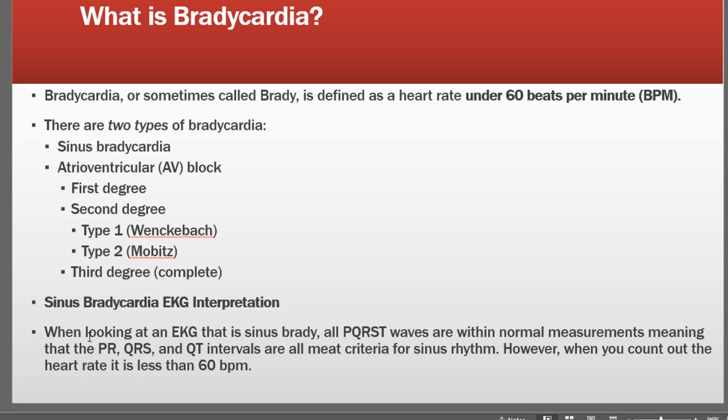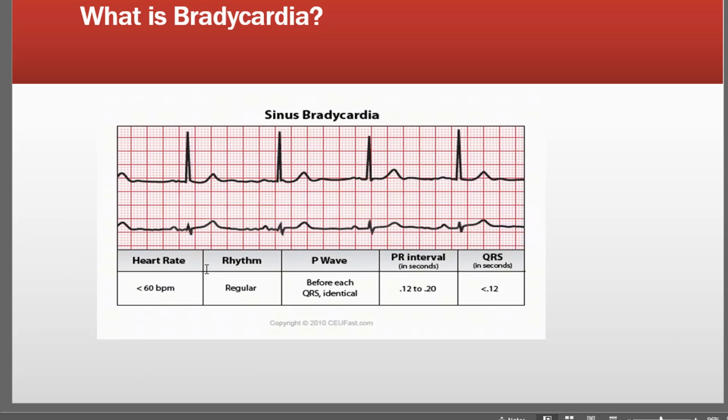When you're looking at the EKG in sinus bradycardia, you have PQRST. They're all normal measurements and all meet the criteria for sinus rhythm. However, when you count it, it's less than 60. So here is a good example of sinus bradycardia. You have the P, QRS, and T for each beat. Okay, so that's good.